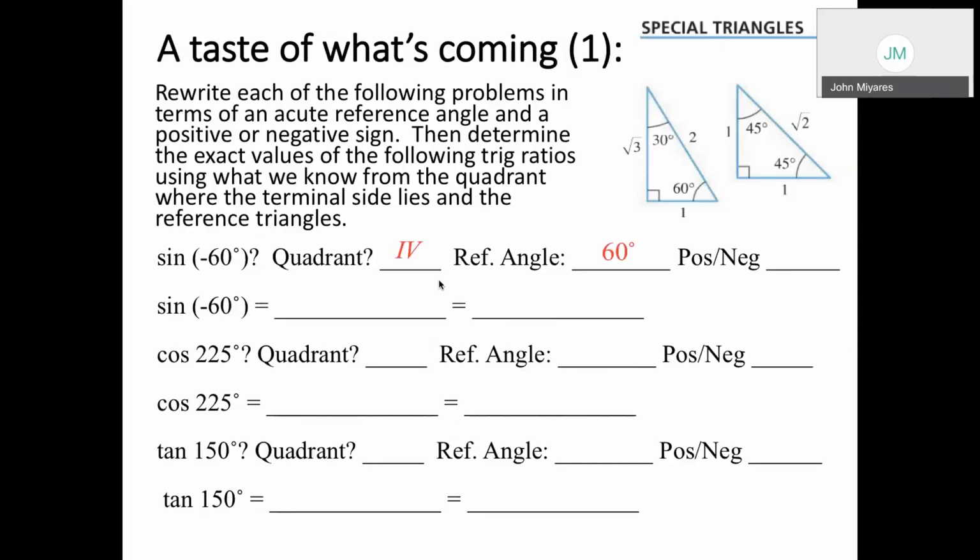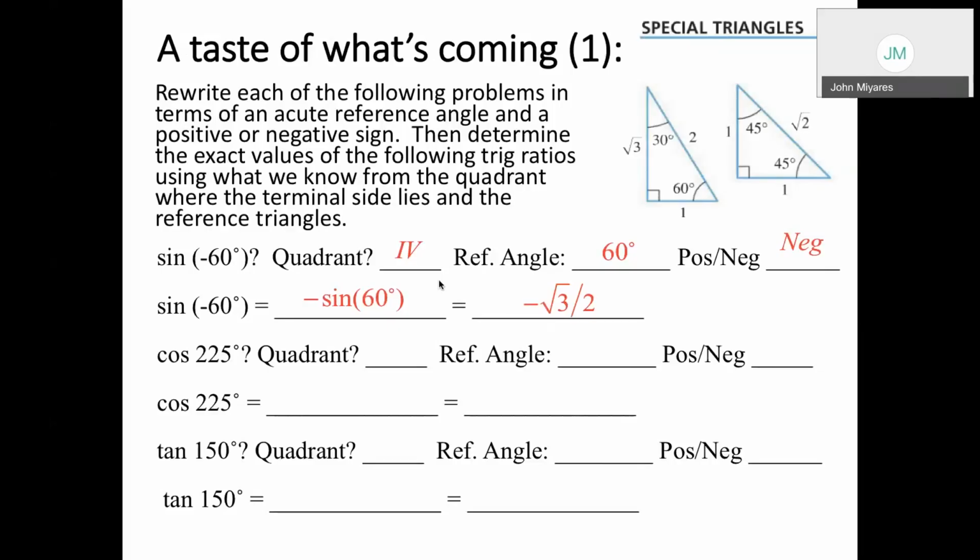Finally, the sine function is going to be negative in quadrant 4. So what we're going to say is that the sine of negative 60 degrees is the same as the negative sine of 60 degrees. Negative coming from the fact that we're in quadrant 4, 60 coming from the reference angle. Looking at our reference triangles above, opposite over hypotenuse, the sine of 60 degrees is going to be root 3 over 2, so this expression will simplify as negative square root of 3 over 2.